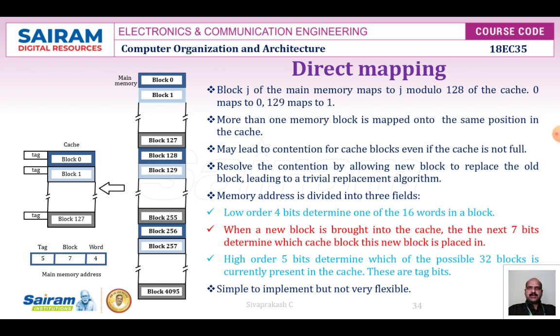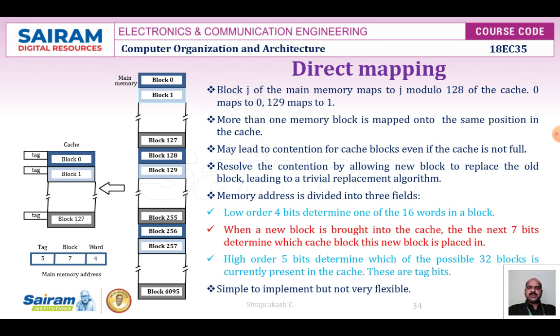An address space is split into 2 parts, an index field and a tag field. The cache is used to store the tag field, whereas the rest is stored in the main memory. So direct mapping performance is directly proportional to the hit rate.